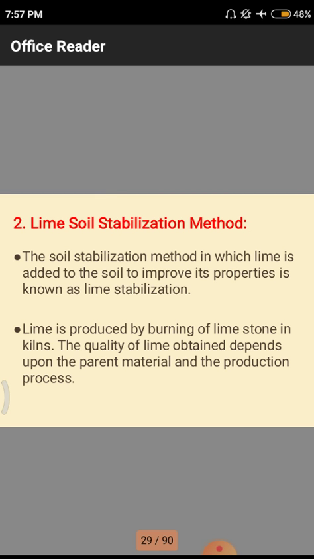Likewise there may be other classifications according to the presence of impurities in the lime, so whenever we are doing a good project, we have to go for good quality stabilizers using pure elements. Why? Because the total structure life depends upon these materials. The quality of lime obtained depends upon the parent material and its production process. Parent material means the raw material drawn from the land, and the next is the production process.